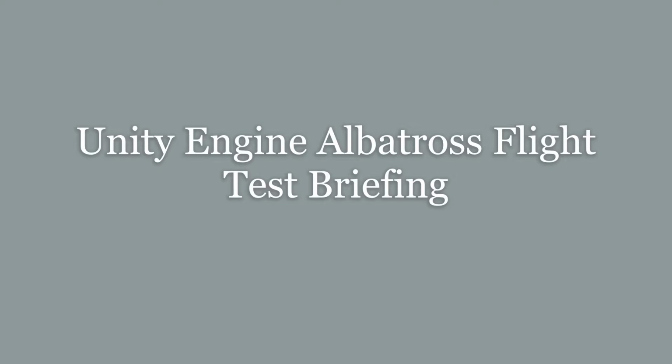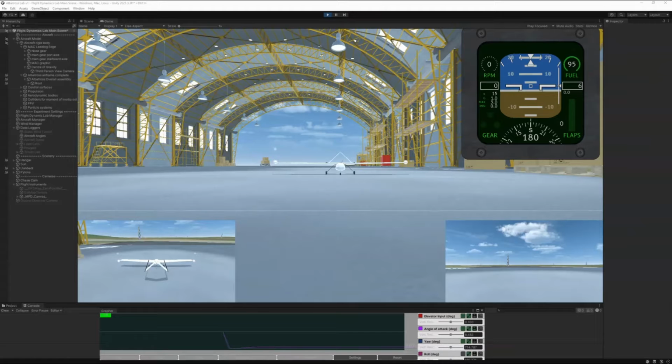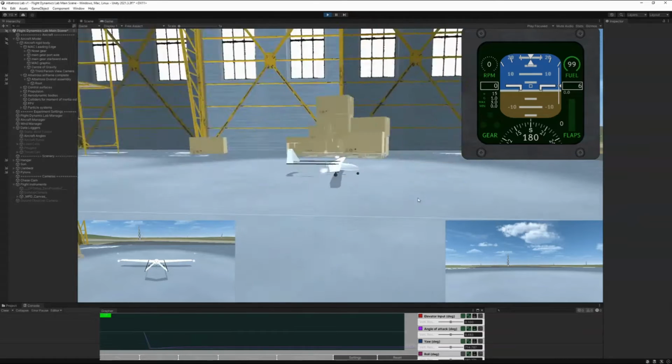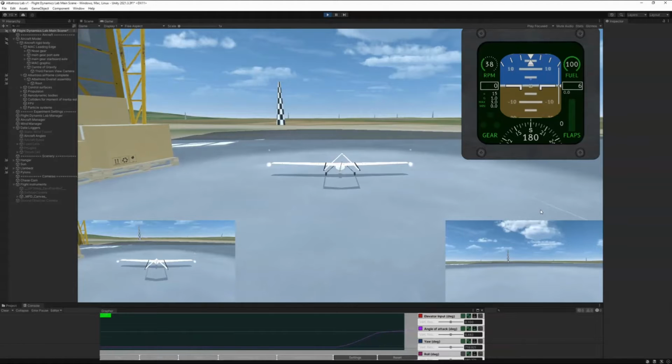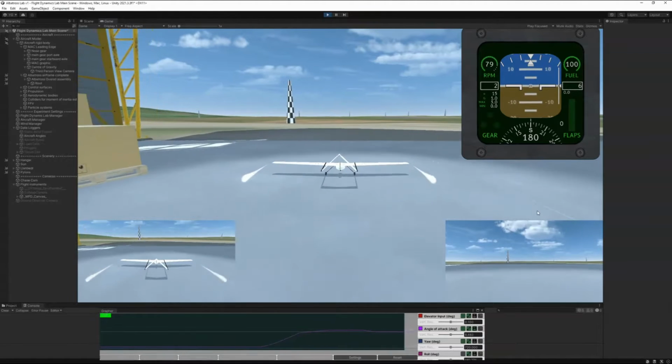Hello everyone, and welcome to a flight test briefing video on the Albatross UAV, simulated using Unity game software. This briefing will go over a simulated flight dynamics assessment on the Albatross UAV, with the intention of perhaps assisting an experienced test pilot looking to prepare for their first flight of the aircraft.